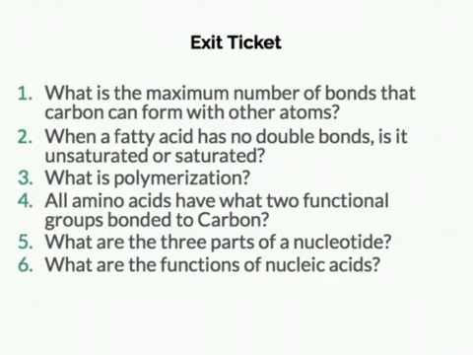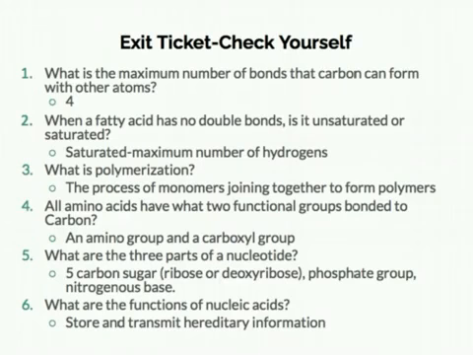So here's our exit ticket. Pause here and try to answer the questions on your own. Now let's go ahead and check ourselves. So the maximum number of bonds that carbon can form is 4 bonds. Again, that is because carbon has 4 valence electrons.